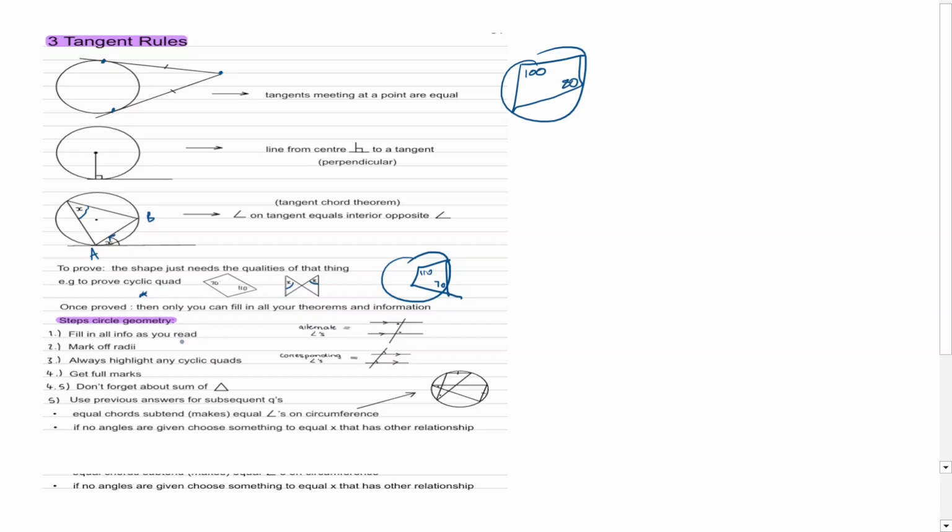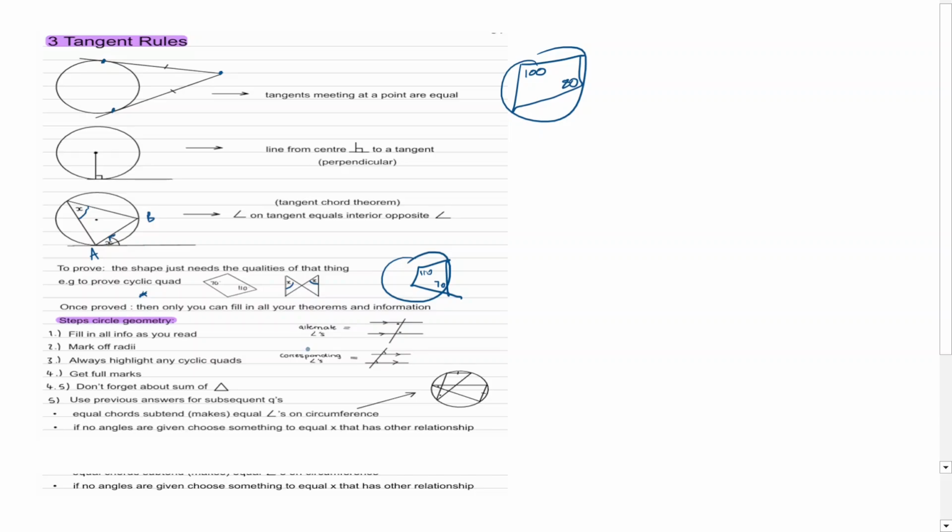Then the steps that I would go through in circle geometry: fill in all the information as you read. So typically there'll be a paragraph that explains exactly what's happening. Typically what students do is they read the entire paragraph, then they go to the questions, and then they try and answer each one separately.